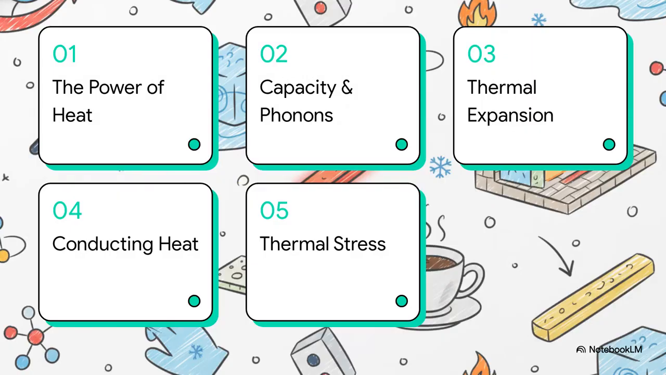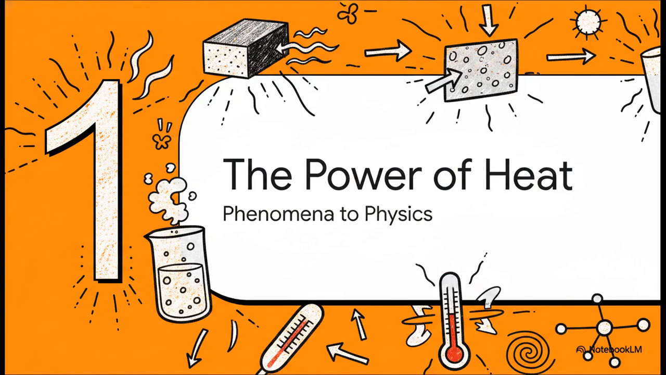To truly grasp how all this works, our explainer today is going to cross a sort of macro bridge. We're covering the power of heat capacity in phonons, the mechanics of thermal expansion, how materials conduct heat, and finally, surviving thermal stress. All right, let's kick things off with part 1, the power of heat, from phenomena to physics.